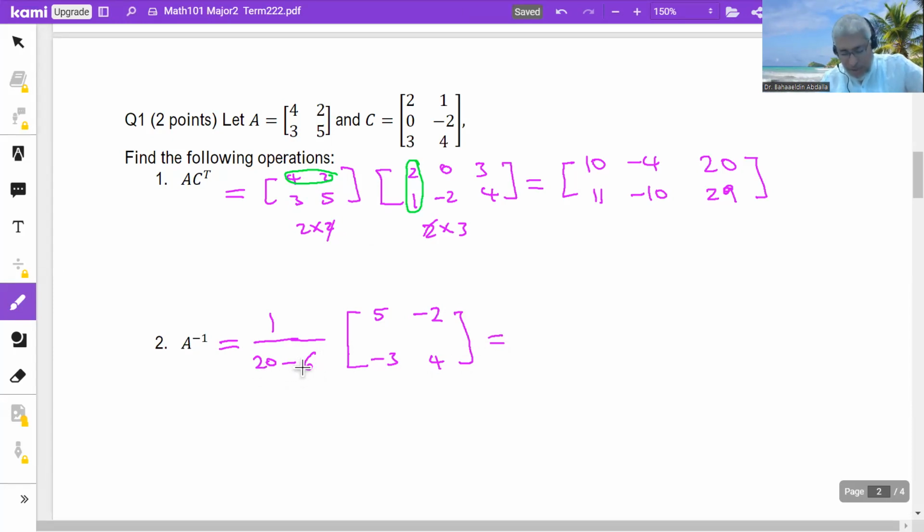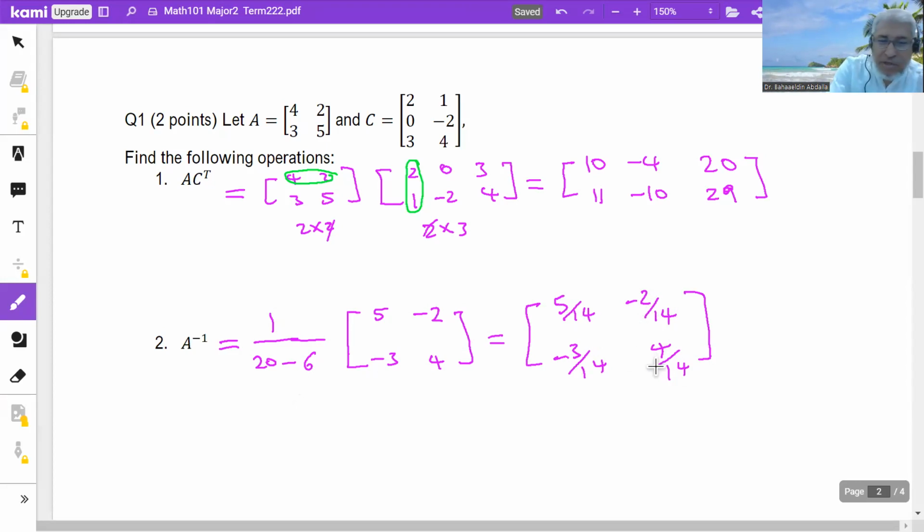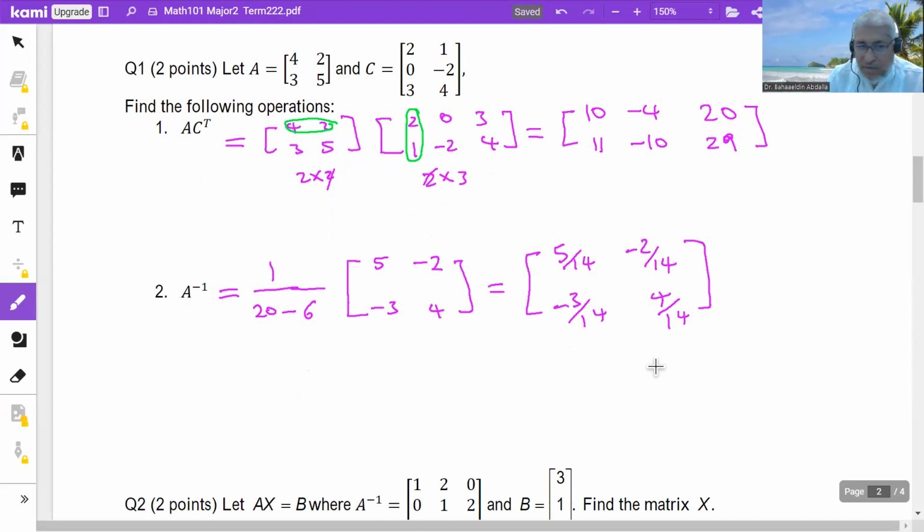20 minus 6 is 14. So I can multiply this matrix by 1 over 14. So I can write it 5 over 14, -2 over 14, negative 3 over 14, and 4 over 14. This is A inverse. If you want to simplify this, negative 1 over 7, 2 over 7, or you can just keep it like this. Now this is A inverse. If you multiply A inverse times A, you will get the identity matrix.